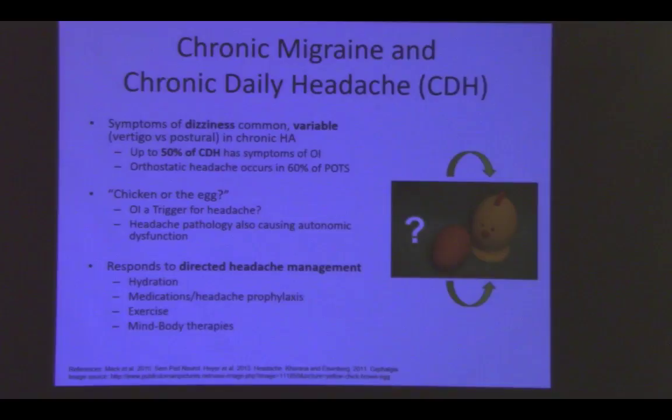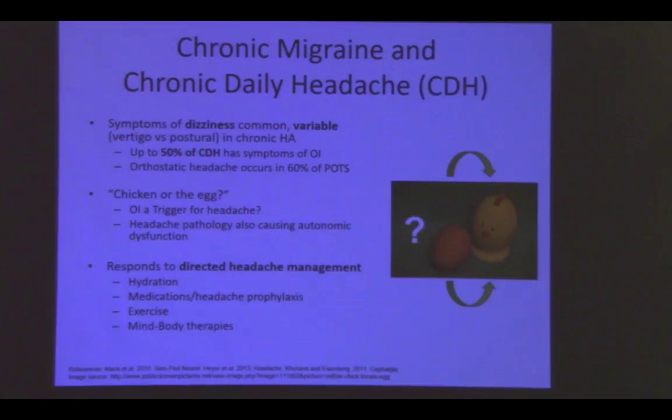The tricky part here is understanding the chicken or the egg. Does POTS come on in individuals with chronic migraine because they have this orthostatic intolerance and it sort of escalates with time? Or does chronic migraine come on in an individual who has orthostatic intolerance, is already having these changes in their autonomic nervous system, and then triggers their migraines to happen more often? We don't know this for sure, and it's probably individual and different in each person to some degree.